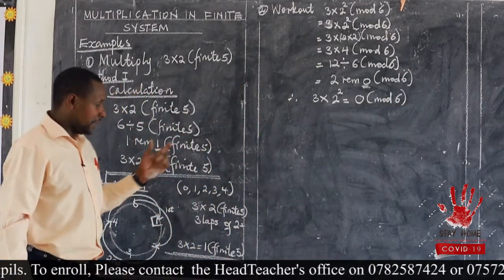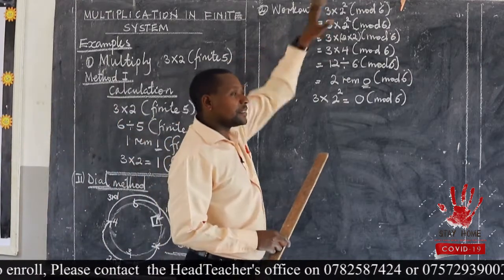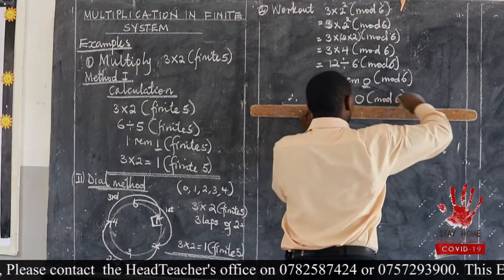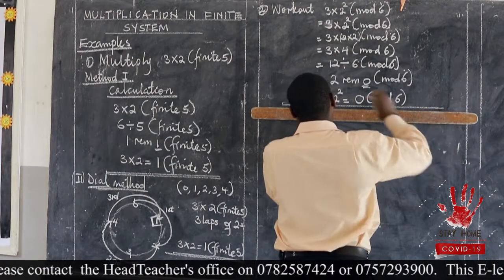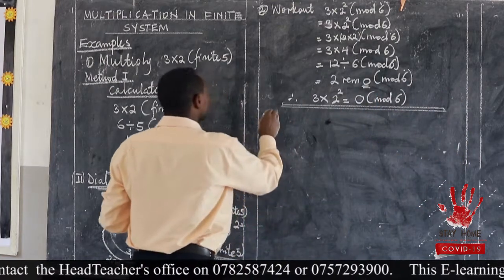Hope really you've been enjoying that calculation method. In case there is a square or they have cubed it, there is no difference. Still, you expand and multiply. Expand, multiply. Allow me to take you through the dial method.